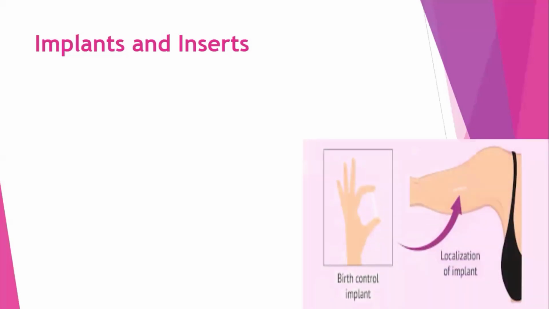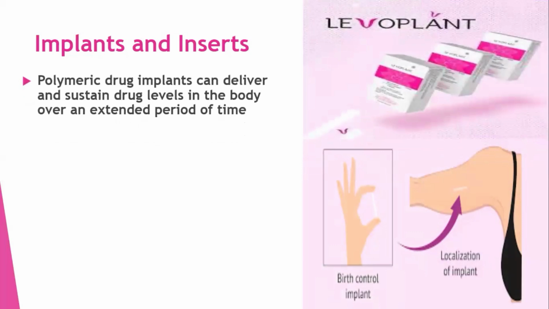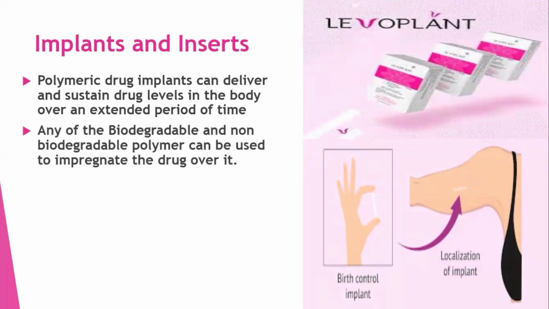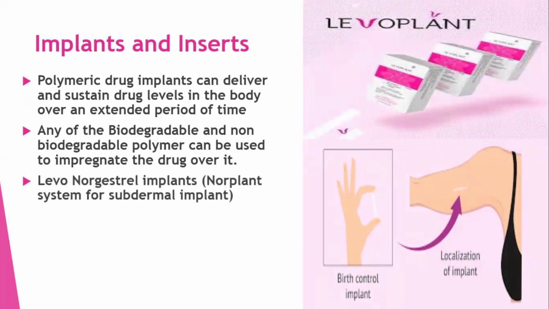The next extended release products are implants and inserts. Some devices are made to be implanted inside the skin. A polymeric drug implant can deliver and sustain the drug levels inside the body over an extended period of time. You see, this is the birth control implant. In fact, any biodegradable or non-biodegradable polymer can be used to impregnate the drug.